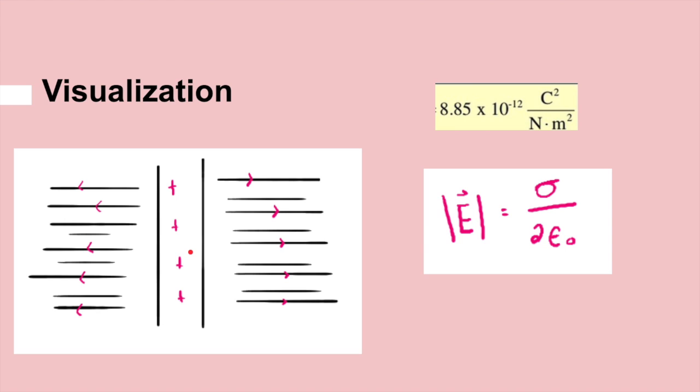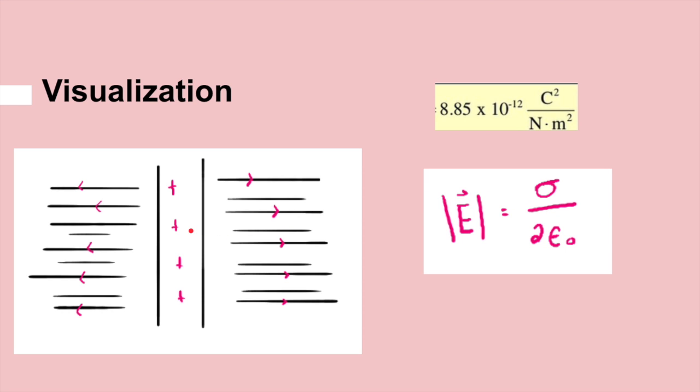So just as last time, if this infinite plane is positive, it means that the electric field that it creates is going away from it. Now, if it were negative, the electric field would be pointing towards it. To find the electric field, we do sigma divided by 2 epsilon naught.